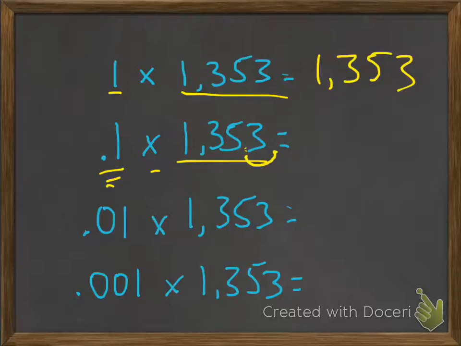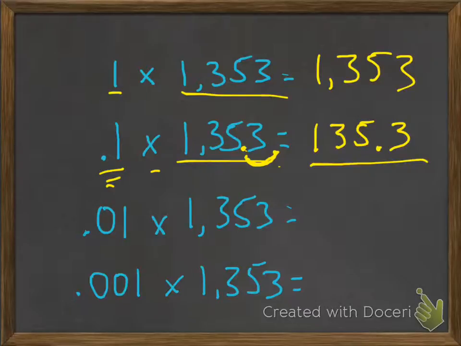So since the decimal's here and we're finding 1/10 of it, in order to find 1/10 of it, we take that decimal and we slide it back right there, and then what we get as our answer is a 1, a 3, a 5, a decimal now in between the 5 and the 3, and our value now changes to 135 and 3/10.